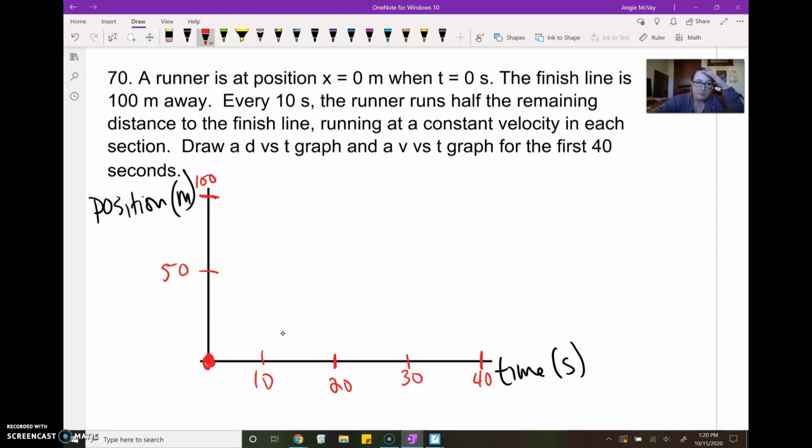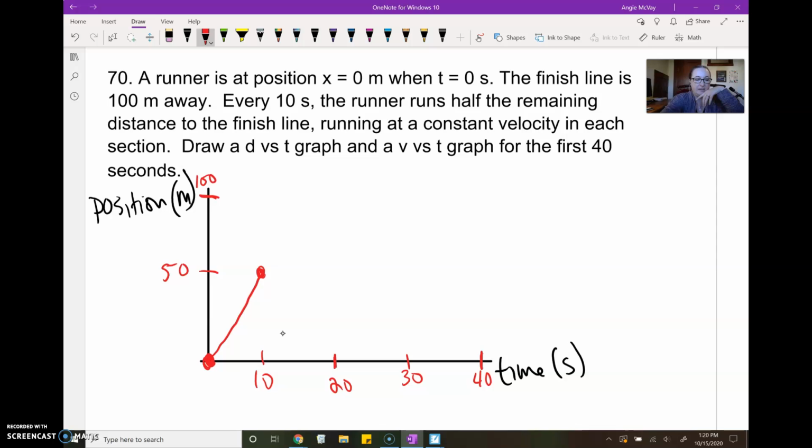Okay, so we're going to start at position 0, time 0, and every 10 seconds, the runner runs half the remaining distance to the finish line at a constant velocity. So for the first 10 seconds, we're starting at 0. Half the distance to the finish line is 50 meters. So at 10 seconds, the person has run 50 meters. And we're assuming a constant velocity in between, so it'll be a straight line.